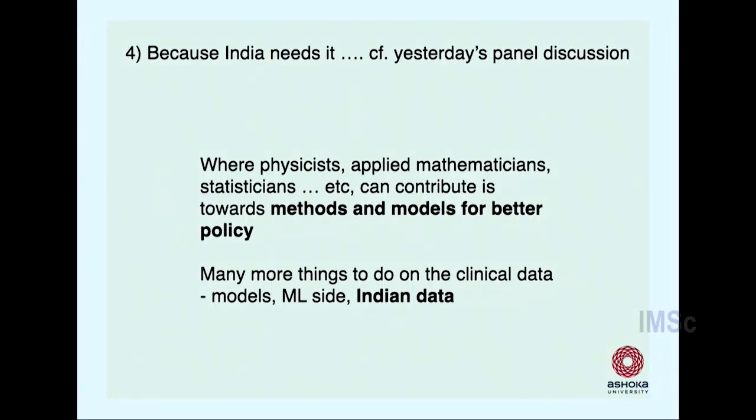We teach them how to think about models, how to take complicated things and think about them in simple ways. And the last point is, of course, because India needs it. This refers back to yesterday's panel discussion, where we discussed a whole range of items, and health was certainly very prominent among them: the need for data about health, for thinking about health, for collaborations between institutions such as VHS, IIT, us, Kalpakam, etc., were all very important.